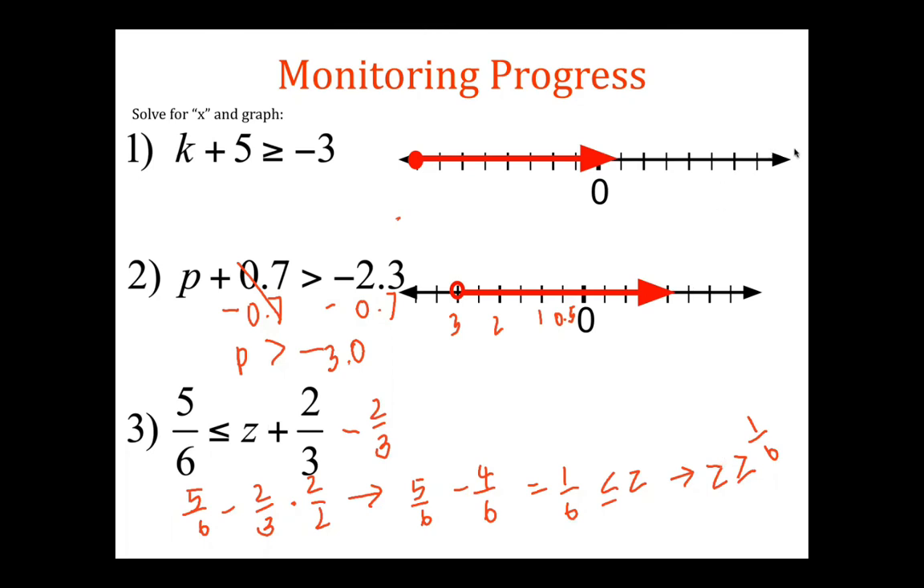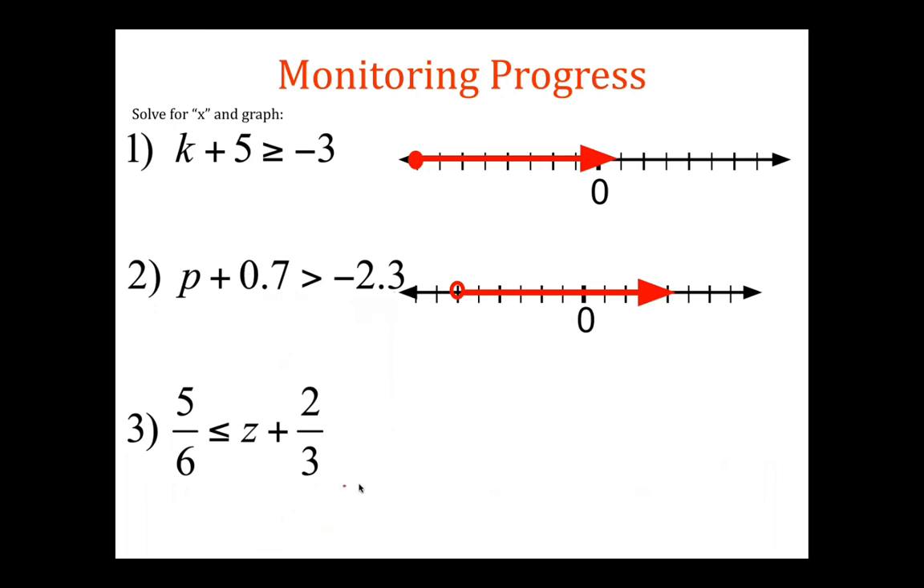So now that you have your inequality of z is greater than or equal to 1/6, go ahead and draw your number line, plot a closed circle at approximately 1/6, and then draw your line in the same direction as the inequality symbol, since our inequality now has the variable on the left.